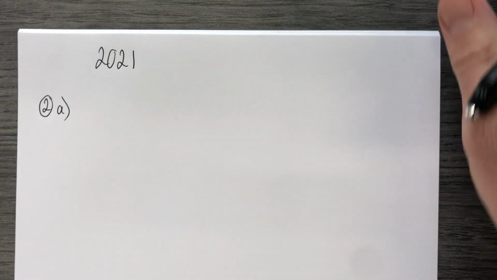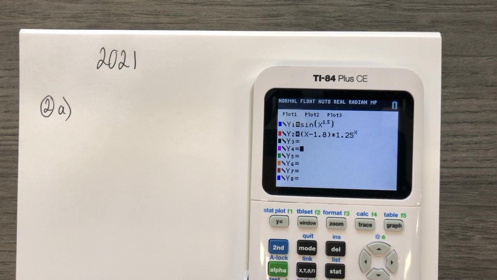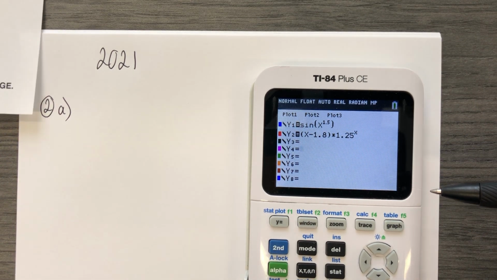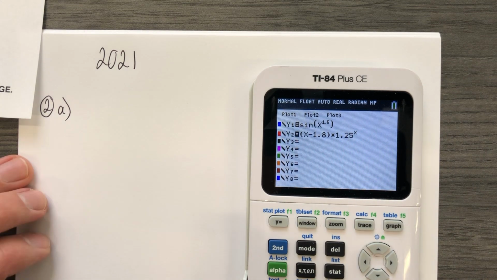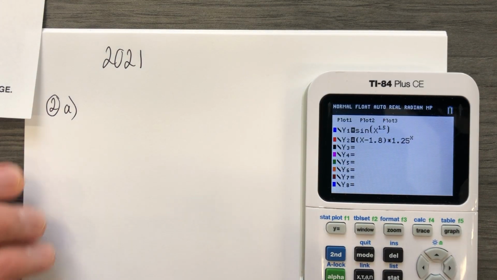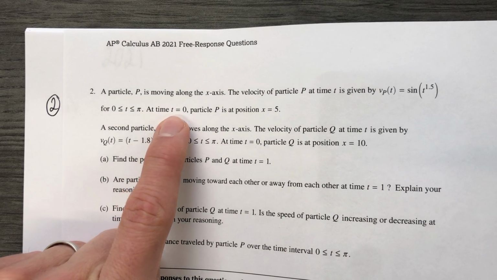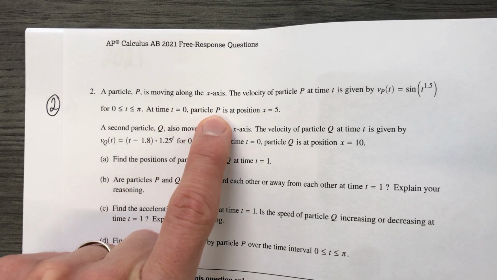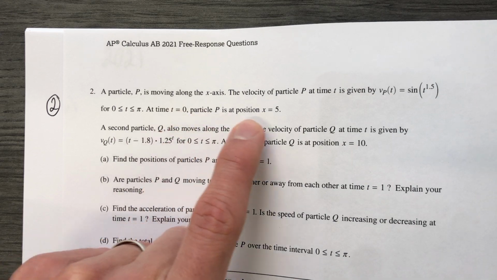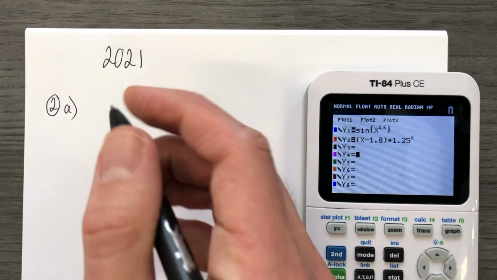So let's jump in. I've already typed these into my calculator, and I'll let particle P be y1, particle Q be y2. There, took me way too long to say that. So we're going to start at a specific place. For particle P, let's do that one first, of course. When time is equal to 0, it starts at x equals 5. So we're going to just start at 5.